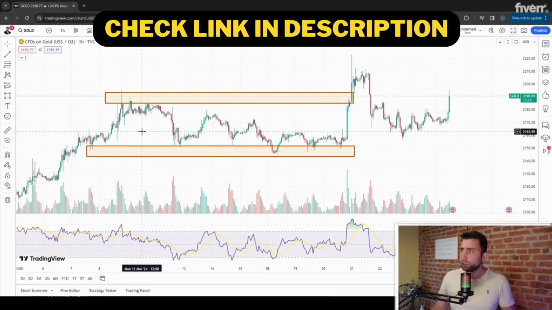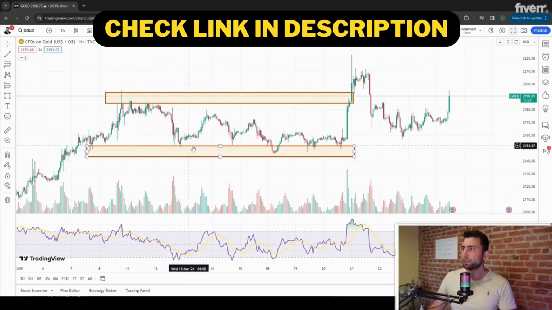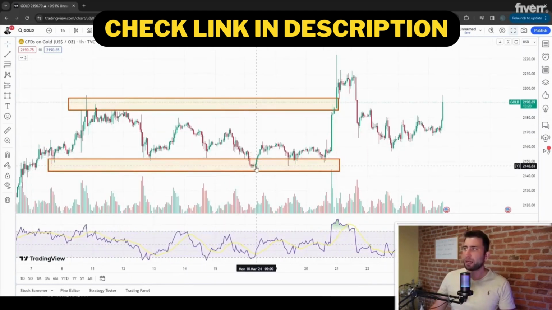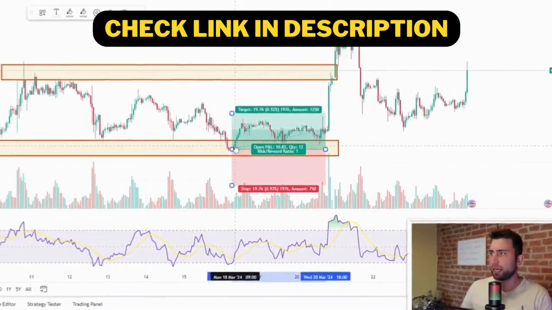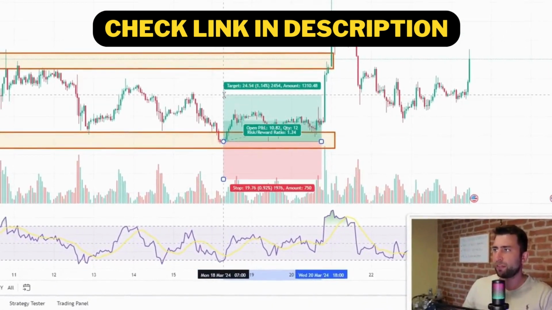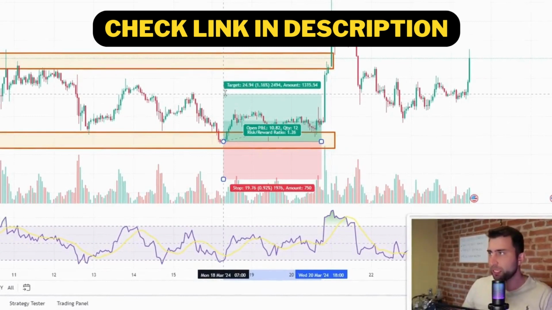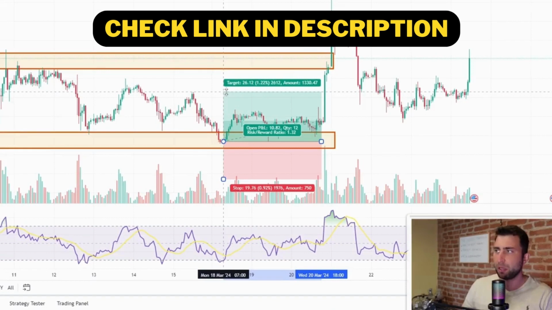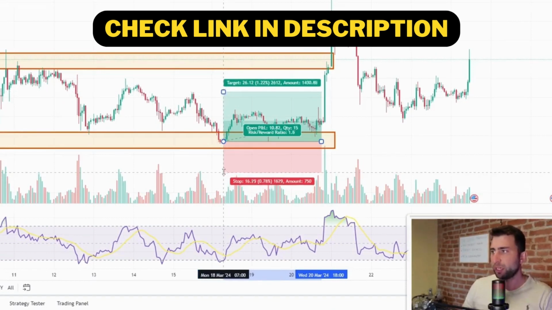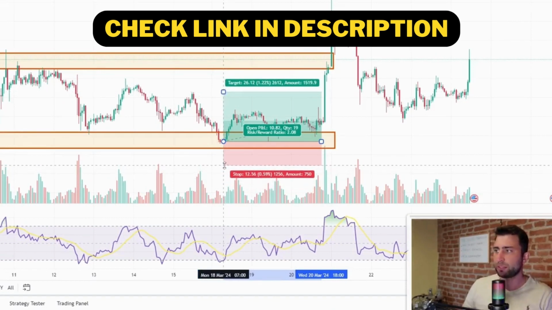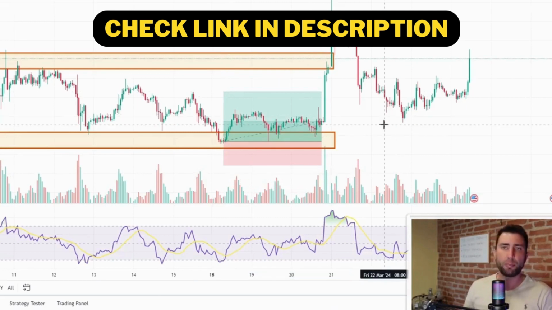So you just identify those zones, and in the demand zones you buy, and you put the risk reward ratio 2 to 1, for example, like that. So you have a take profit of, let's say, 1.2%, which for gold is quite, I would say, prudent, and your stop loss is 0.6, right?